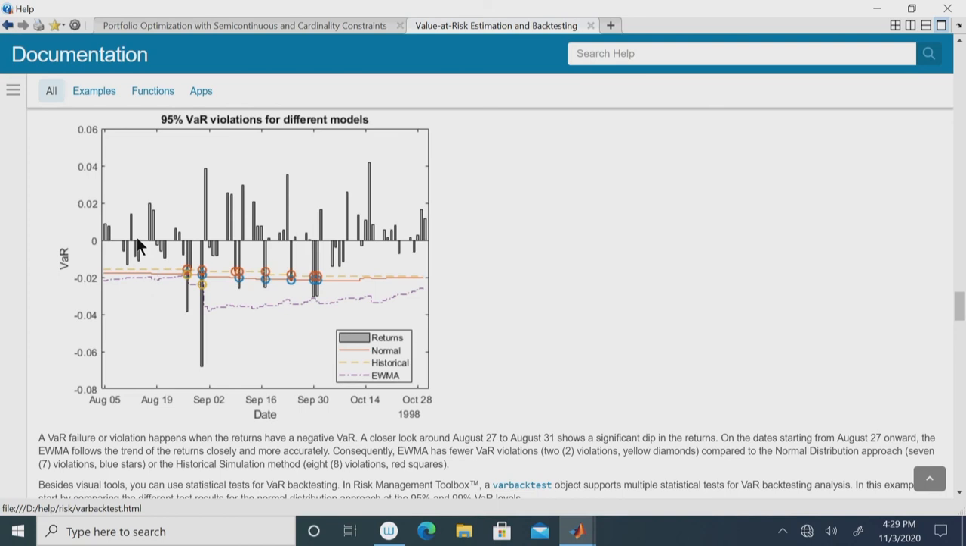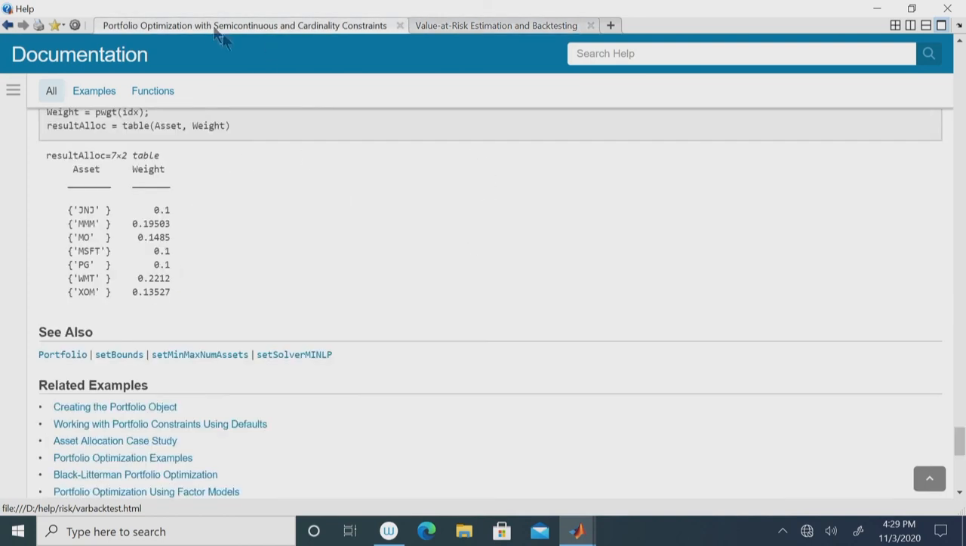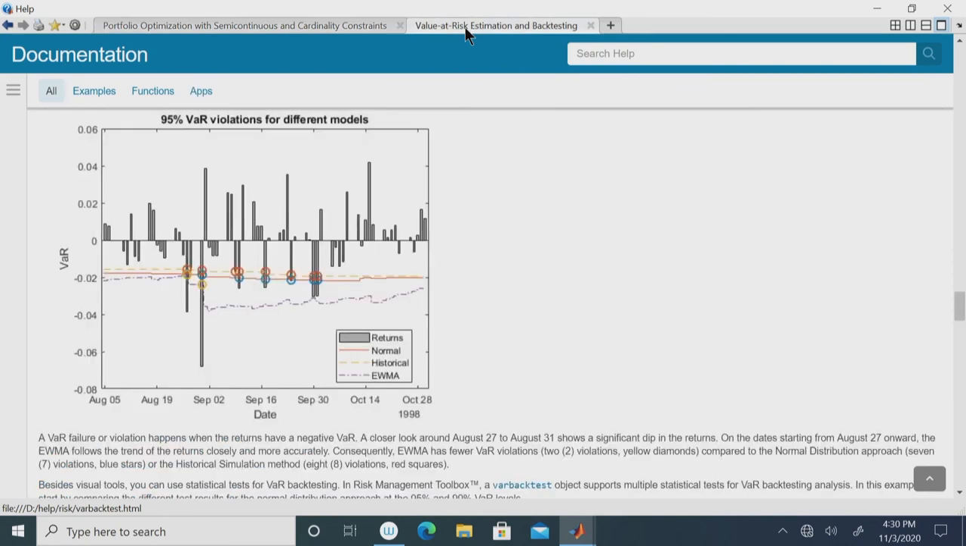So, this concludes our discussion for today with these two particular examples, first on the constraint based portfolio optimization and the other on value at risk estimation and backtesting. So, this brings us to an end of this particular course. I hope all of you have enjoyed this course as much as I have. So, just to do a summary of what you have done in today's lecture.